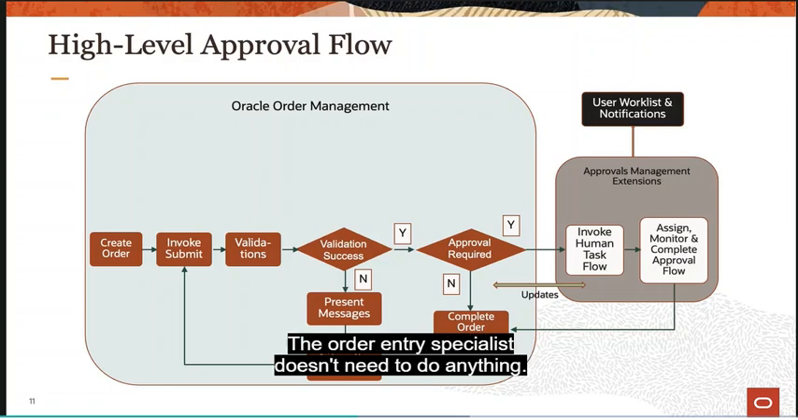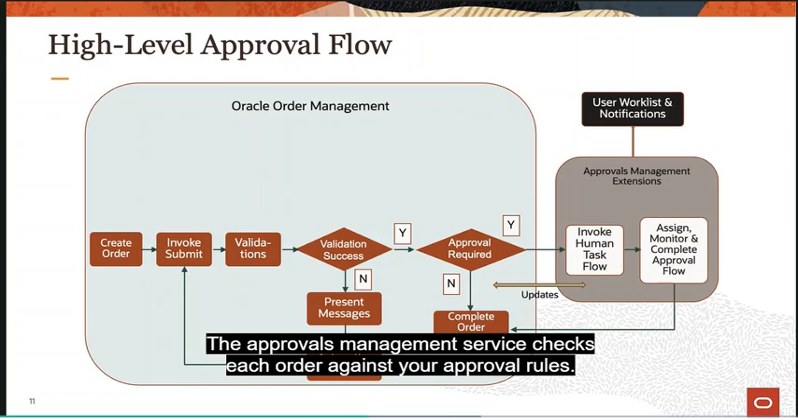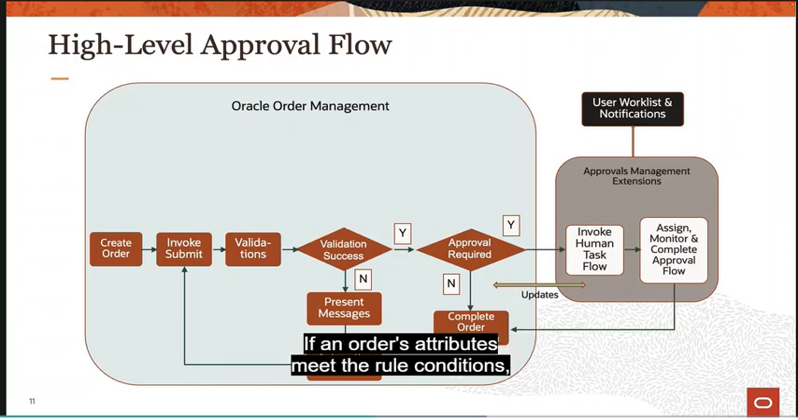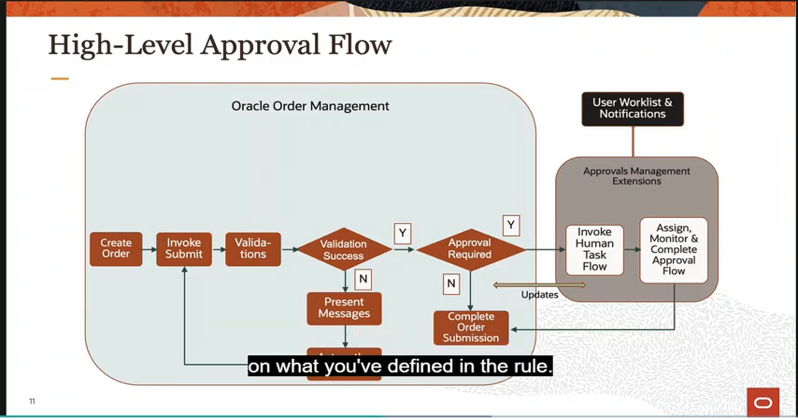The order entry specialist doesn't need to do anything. Approval starts automatically when an order meets the rules. The Approvals Management Service checks each order against your approval rules. If an order's attributes meet the rule conditions, the service generates a list of approvers based on what you've defined in the rule.